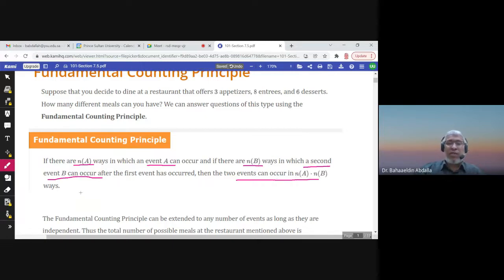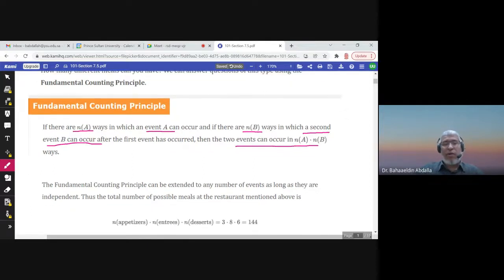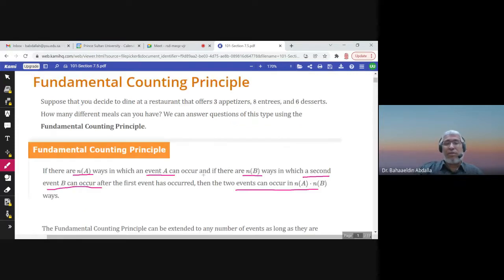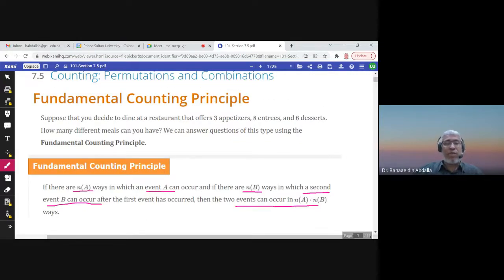So notice that there are two events to occur, the first one and then the second one. If these two events should occur, then the number of ways would be n of A times n of B. For example, the total number of possible meals at a restaurant. Yeah, let us take this example first.